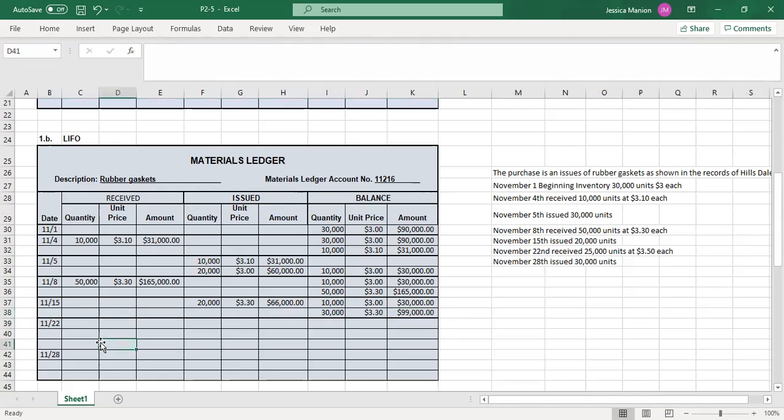Okay. What do we have next? November the 22nd, received 25,000 units at $3.50 each. Okay, 25,000 units, $3.50 each equals $87,500. Okay, so now our ending inventory consists of 10,000 units that cost $3 each, 30,000 units that cost $3.30 each, 25,000 units that cost $3.50 each.